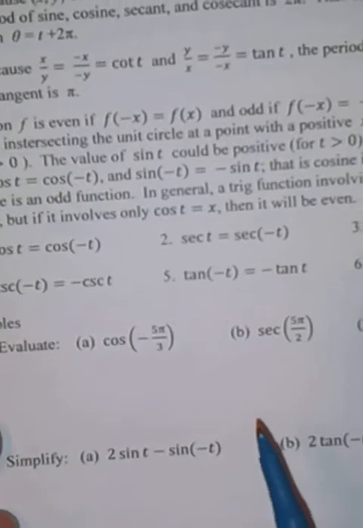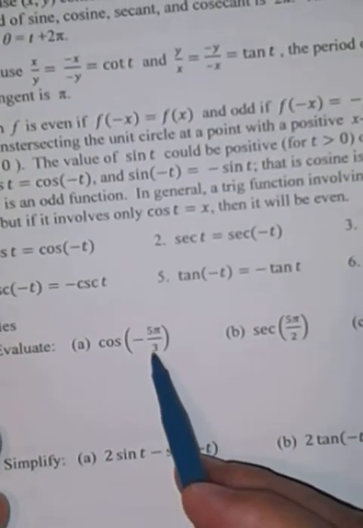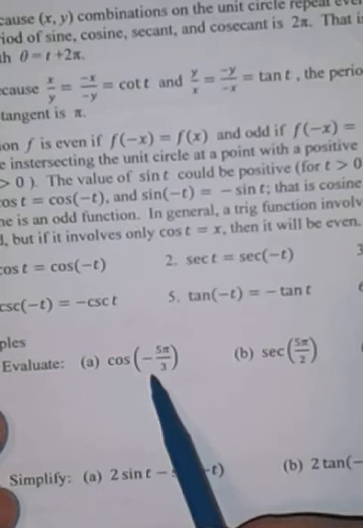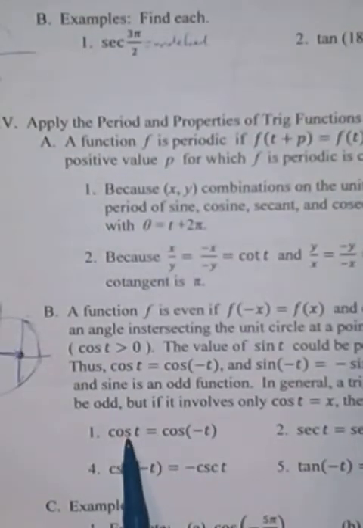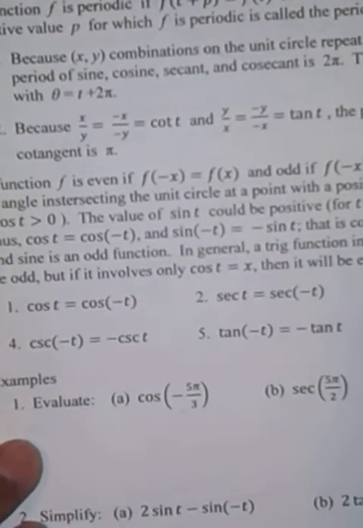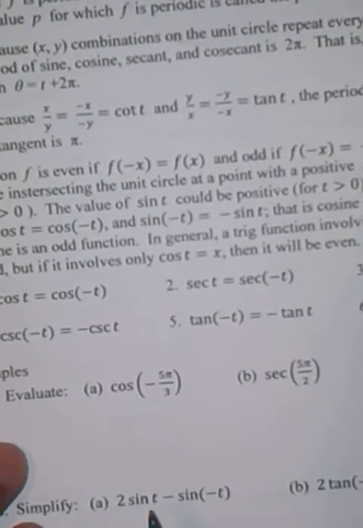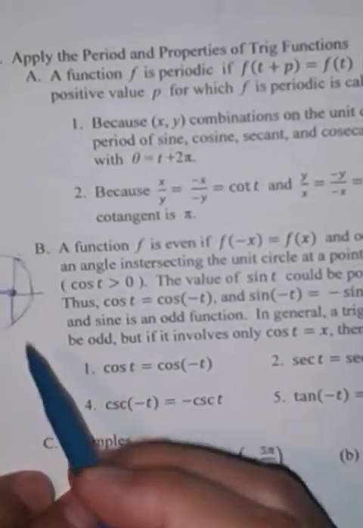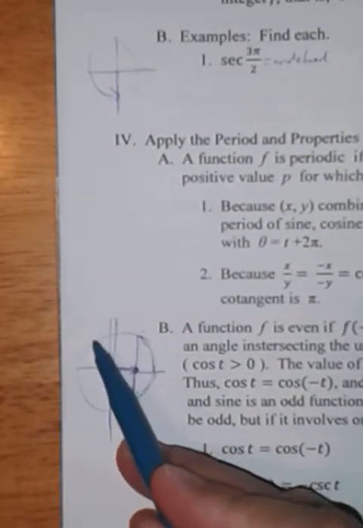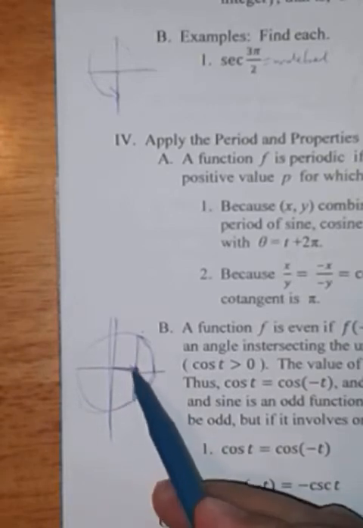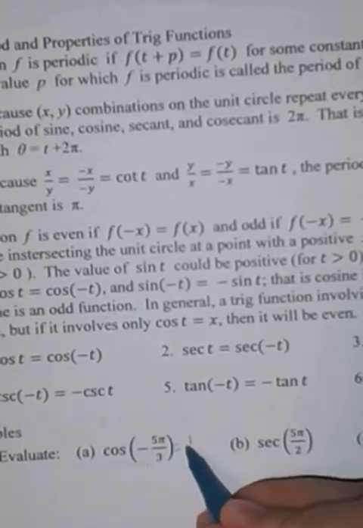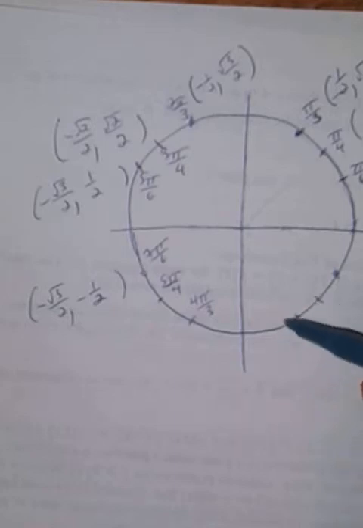So, some examples. Evaluate the cosine of negative 5 pi over 3. Well, the cosine of negative 5 pi over 3 is the same as the cosine of 5 pi over 3. So I can take advantage of that and just evaluate the cosine of 5 pi over 3. Remember, 5 pi over 3 is going to go like this. Pi over 3 away, the cosine is 1/2. Remember the unit circle? That's what I'm looking at. 5 pi over 3 is over here. The cosine is 1/2. It's the same as this pi over 3 up here.